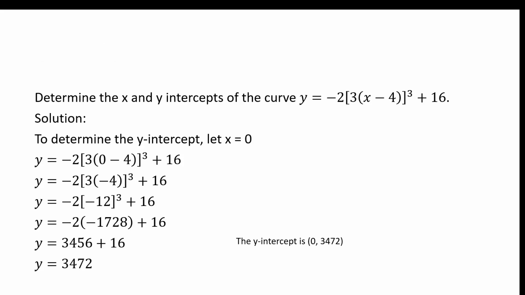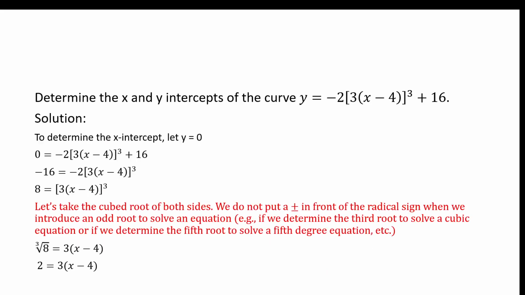So to determine the Y-intercept, this is usually thought of by most students as pretty easy. We're simply going to let x equal 0. We plug a 0 in for x to the equation and follow our steps of Bedmas. We're going to have to cube the number negative 12, which gives us negative 1,728. Multiply that by negative 2 and add 16. We ultimately get a y-intercept of 0, 3,472.